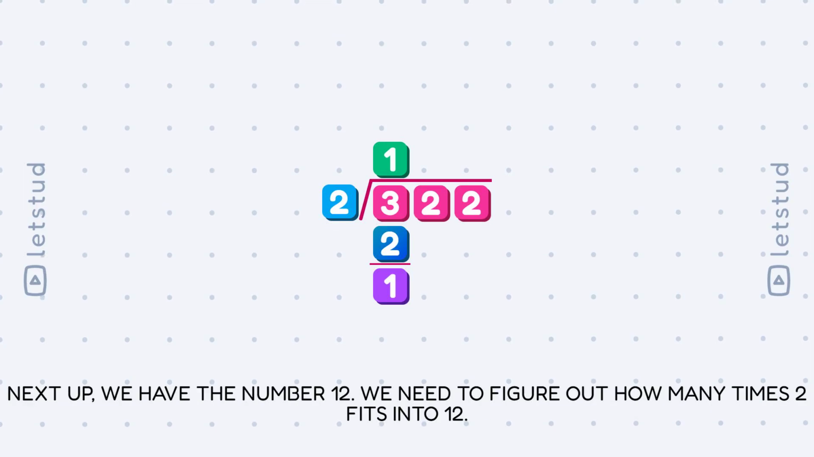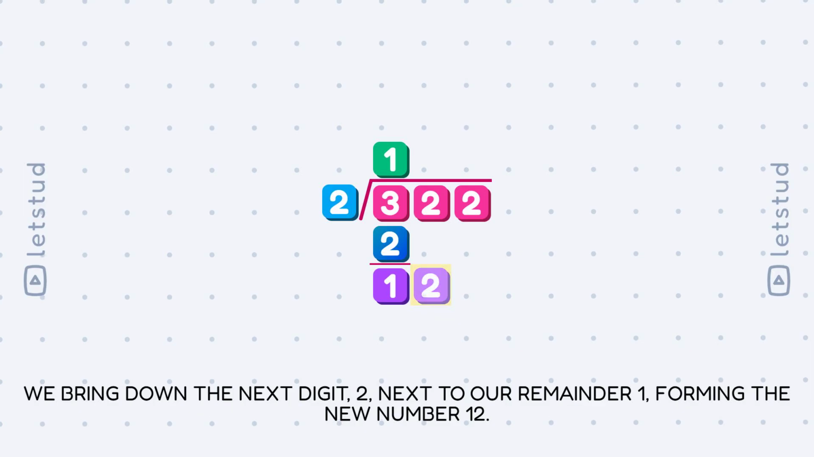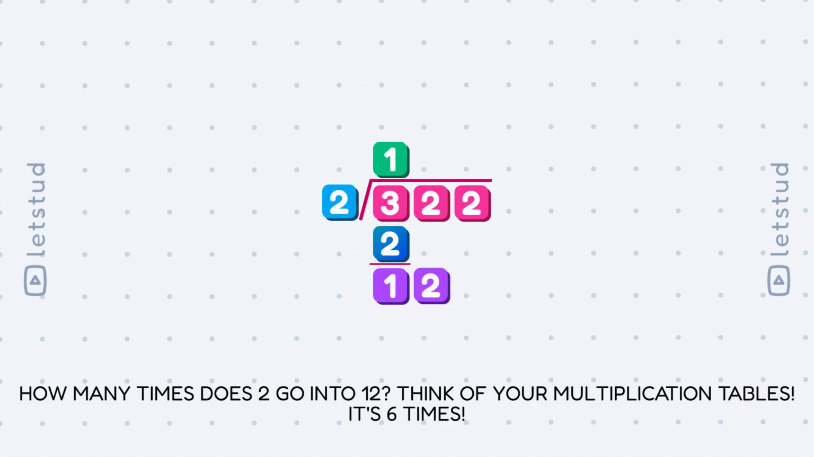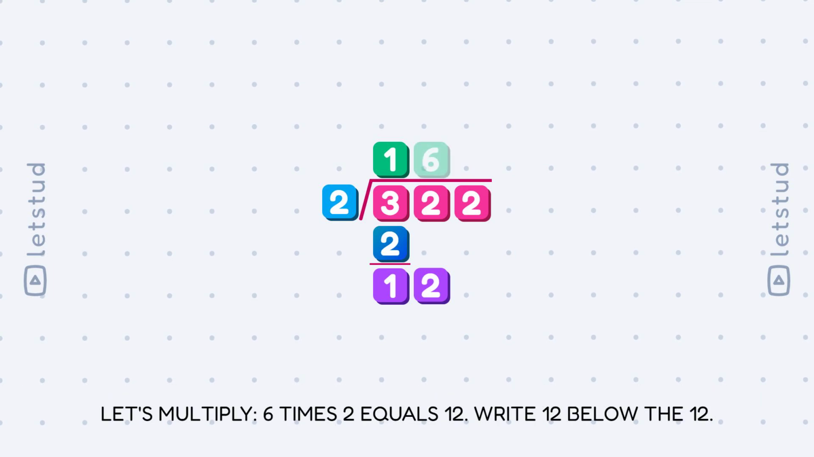Next up we have the number 12. We need to figure out how many times 2 fits into 12. We bring down the next digit 2 next to our remainder 1, forming the new number 12. How many times does 2 go into 12? Think of your multiplication tables. It's 6 times. Let's multiply.